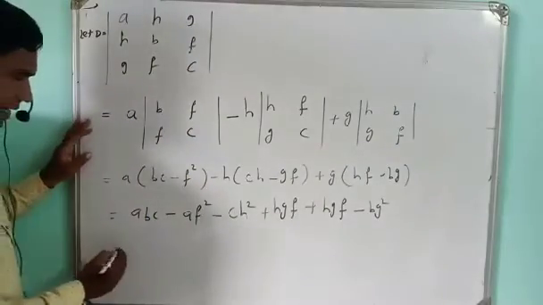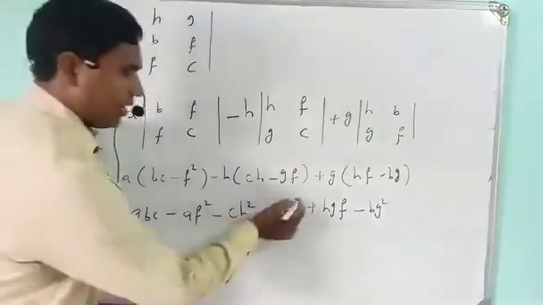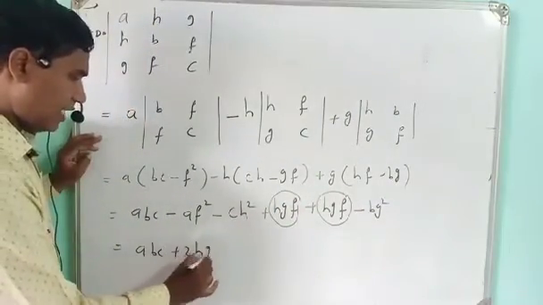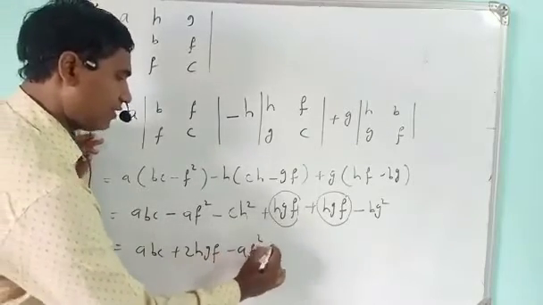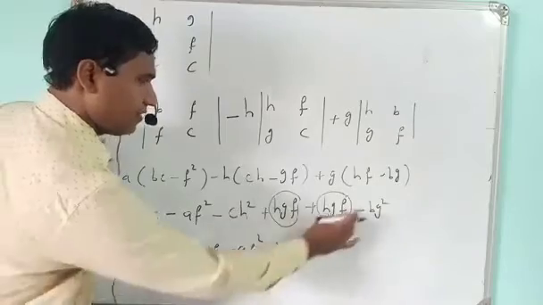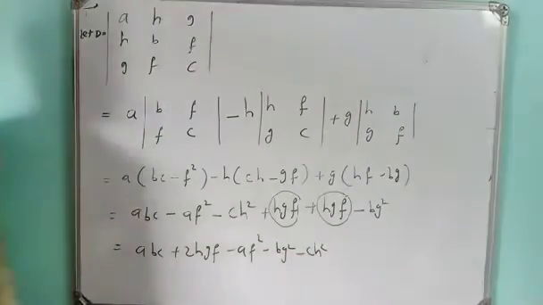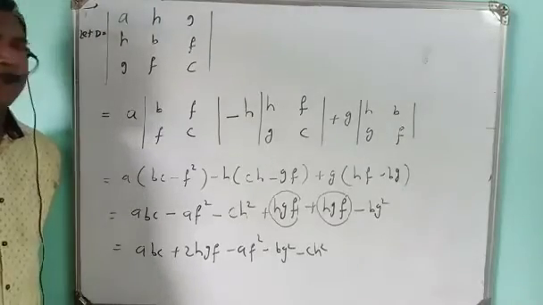So we can write here ABC. See now, 1 HGF, 1 HGF. That is 2 HGF. Then remaining is minus AF square minus BG square, and then minus CH square. So it is the answer of the next question. There is a question number 2 from the exercise.